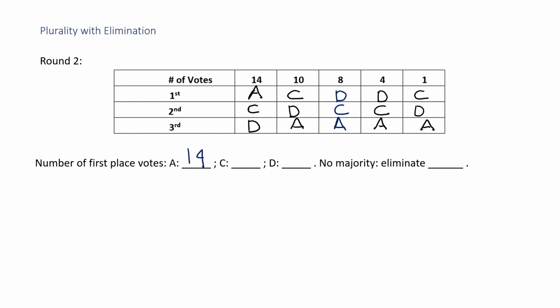Now C still has 10 plus 1, that's 11. And D now has 8 plus 4, that's 12. We still haven't reached that majority number of 19, so we need to eliminate the one with the least votes. That would be C. So we will go another round, but this time with C eliminated. Now we're down to 2 candidates.